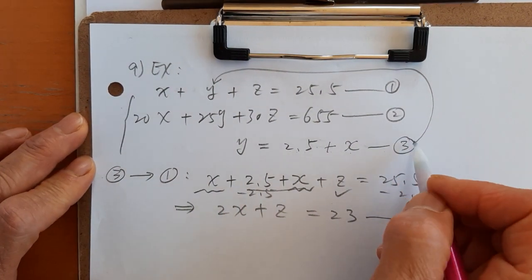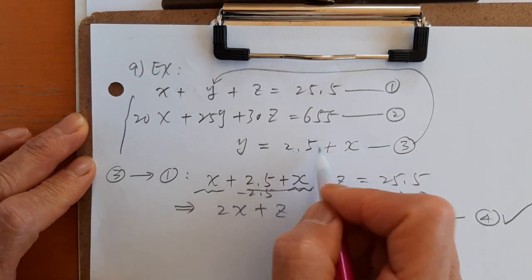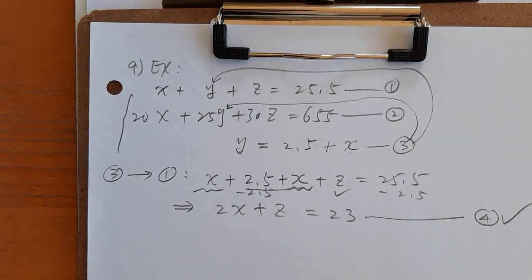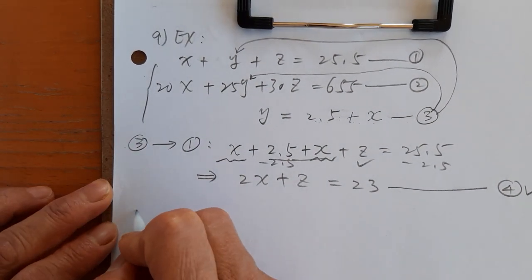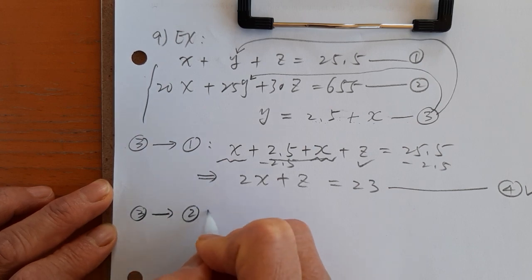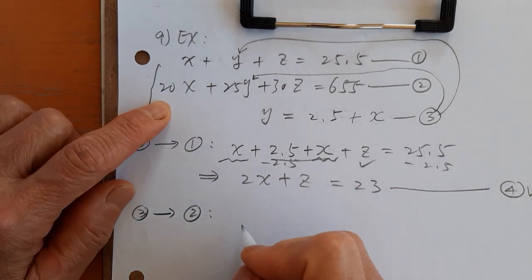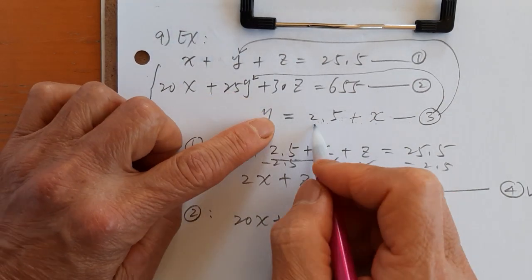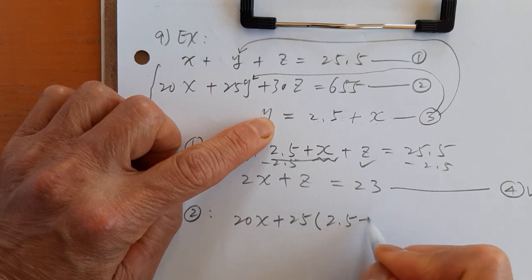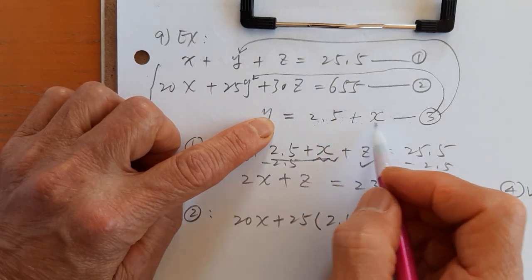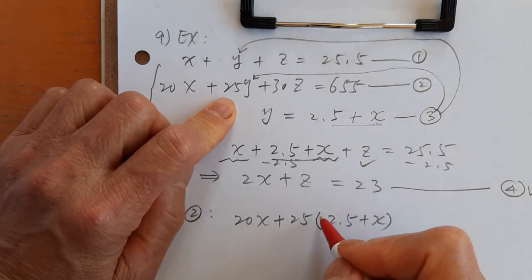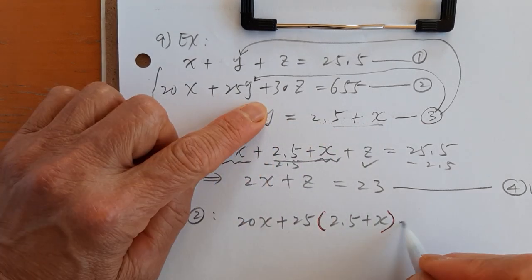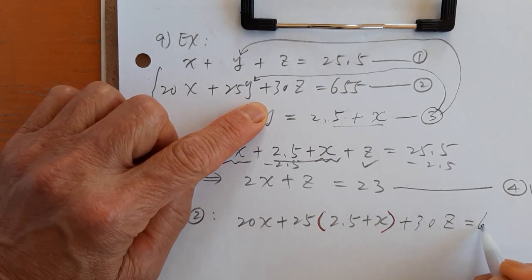Then we take the third equation, Y equals 2.5 plus X, and plug it into the second equation for Y. So it's 20X plus 25Y, where Y is substituted by (2.5 plus X), and don't forget to put the parentheses, plus 30Z equals 655.